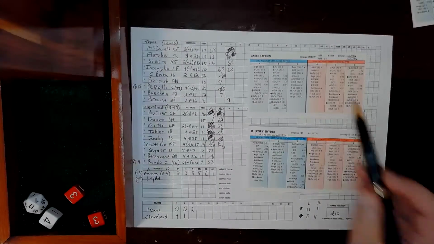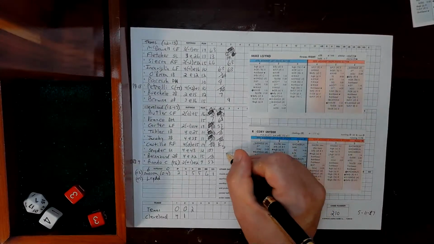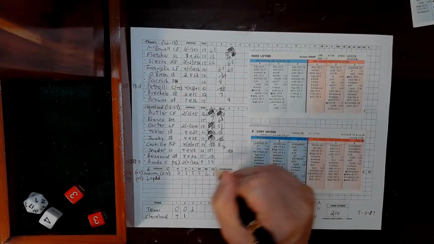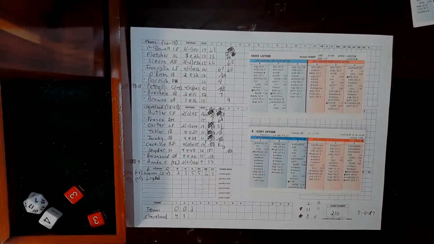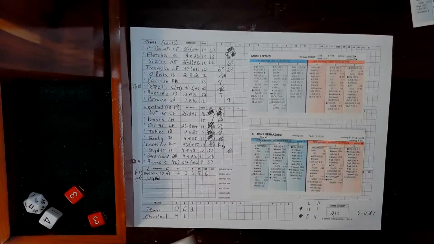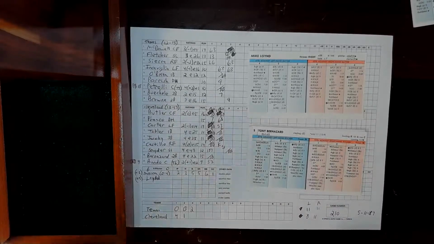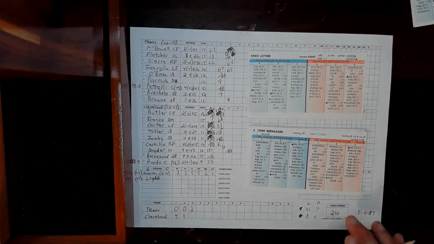Pitch to Snyder, 4-6, and that's yet another walk. This one by Loynd. It's the 7th walk issued by Texas pitching. Only 3 hits allowed, but they've issued 7 walks. And here is Tony Bernazard.